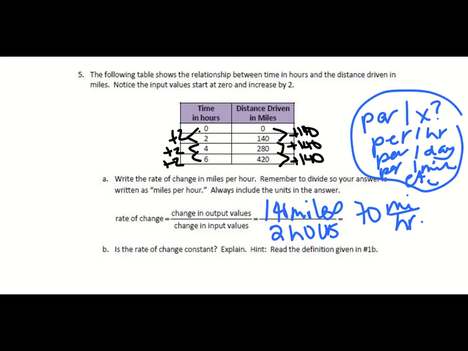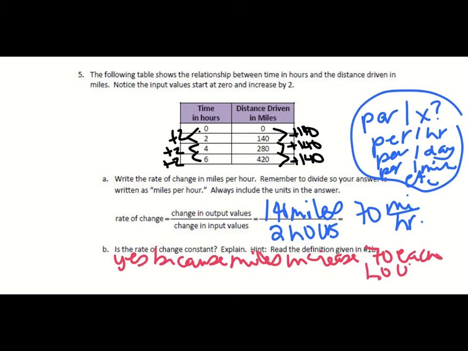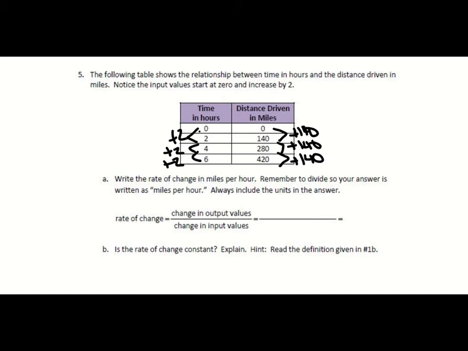Is the rate of change constant? Read the definition given in 1. And the answer is yes, because the miles increase 70 each hour. By constant, they basically mean they're going up consistently every hour. So if I were to add another line to the table, I could put in a 1, a 3, a 5, and I would add in a 70, a 210, and whatever 280 plus 70 is. You get the idea.